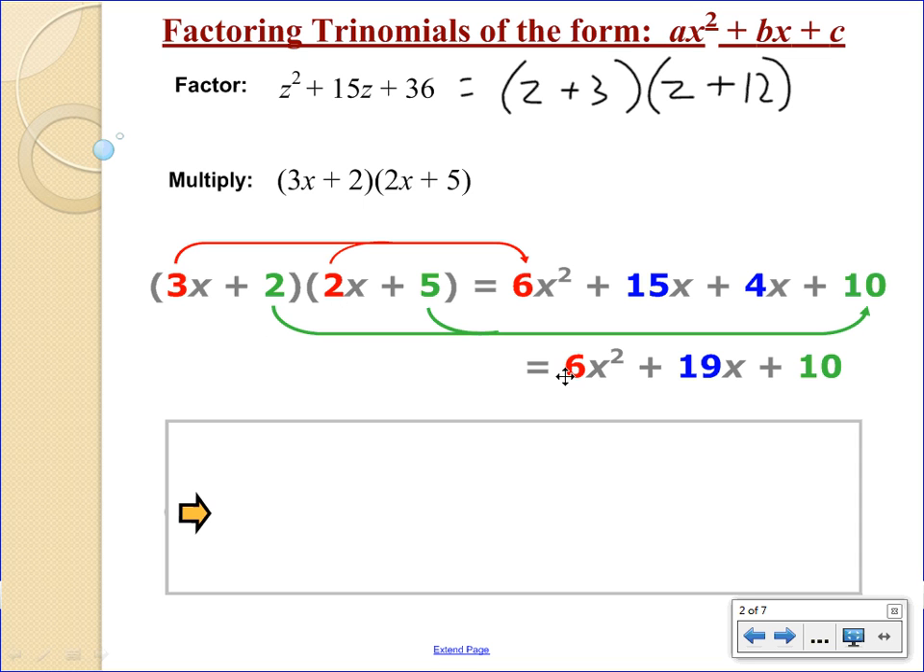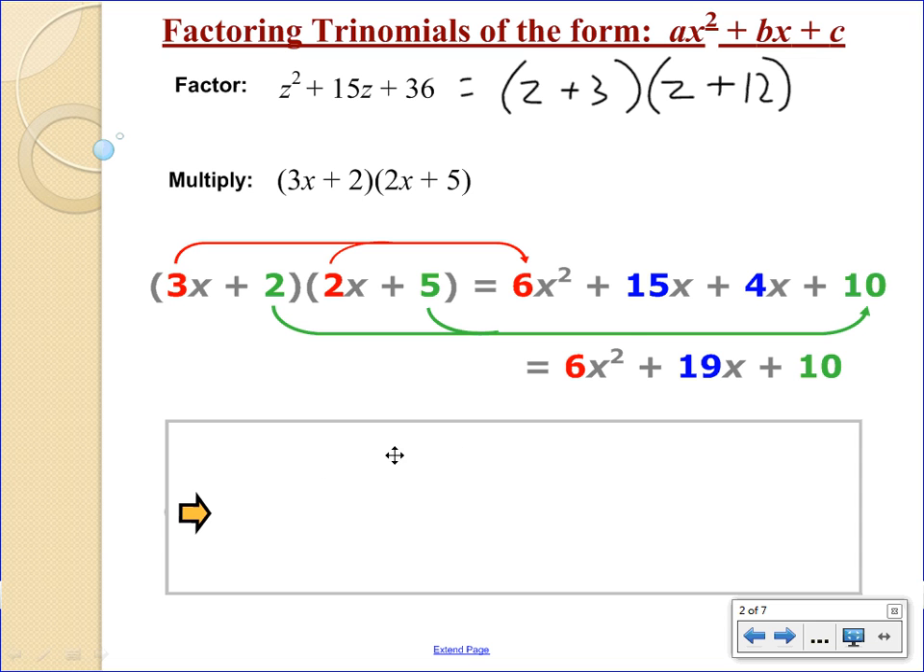And this last number 10, well, that was the product of our last two terms, which are 2 and 5, or positive 2 and positive 5. And that gave us a positive 10. Okay? Now, these middle two, 15x and the 4x, those are the ones that combine to give me a 19x. But at the very least, I know that my last two terms had to multiply to give me 10. Our first two terms had to multiply to give me 6. And we're going to try to make the inner and outer terms work out.